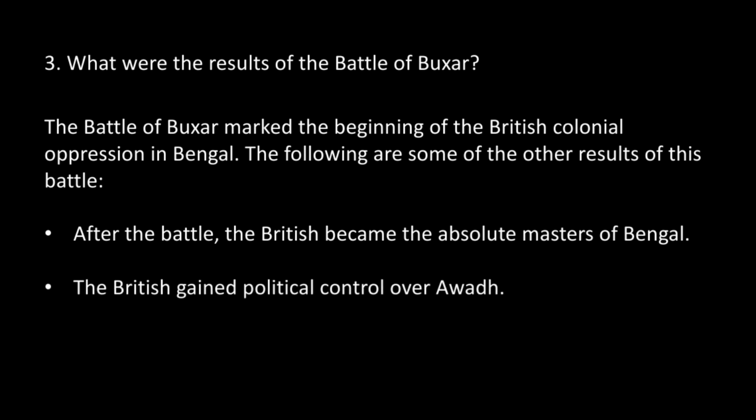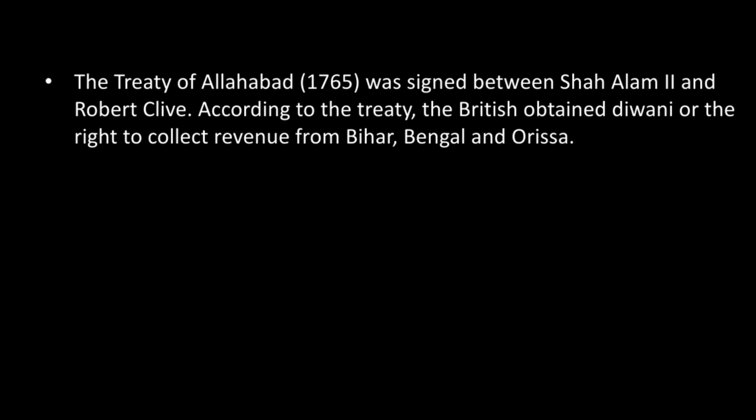The British gained political control over Awadh. The Treaty of Allahabad in 1765 was signed between Shah Alam II and Robert Clive. According to this treaty, the British obtained Diwani, or the right to collect revenue from Bihar, Bengal and Orissa.